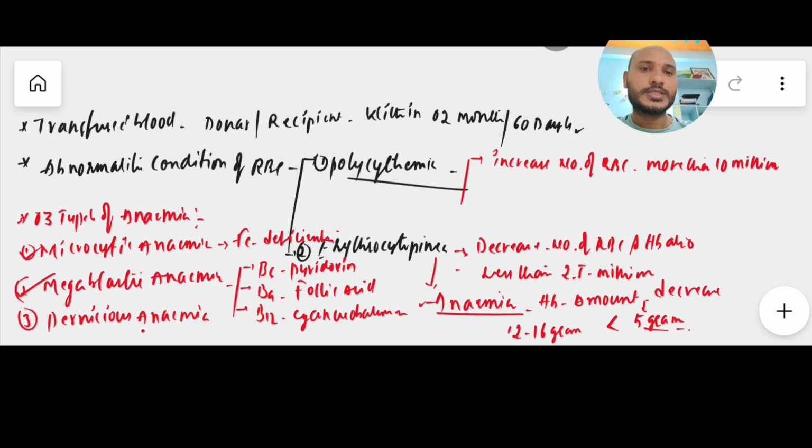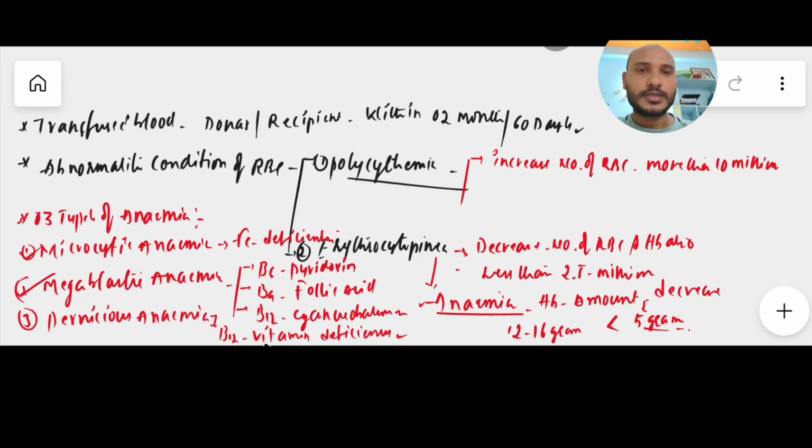Now coming to pernicious anemia, it is a very dangerous anemia, and this anemia is caused due to deficiency of only one vitamin, that is B12 vitamin deficiency. B12 vitamin deficiency leads to pernicious anemia.